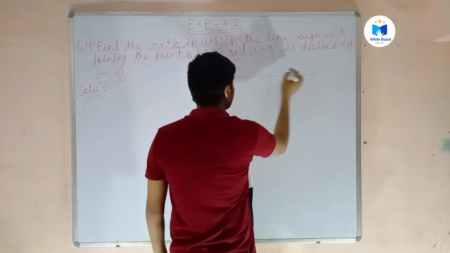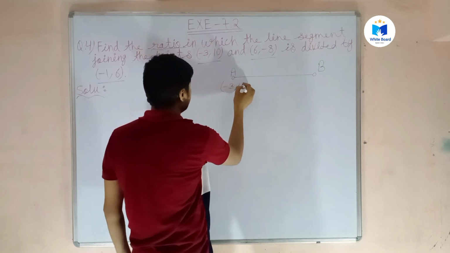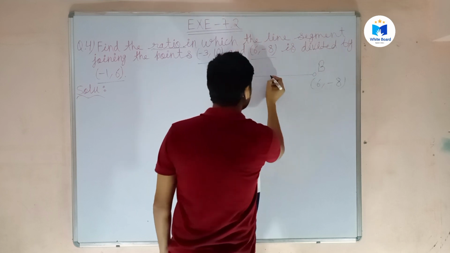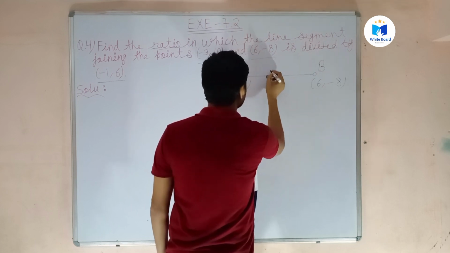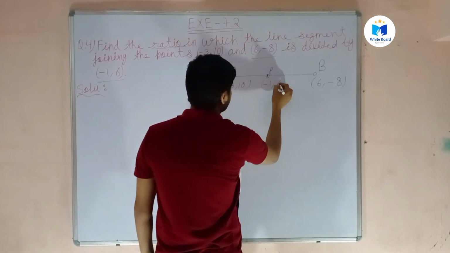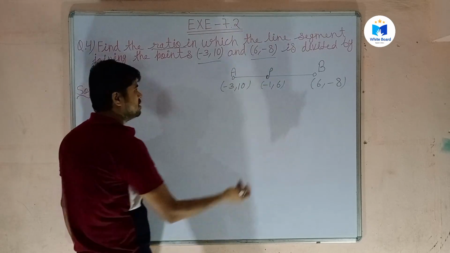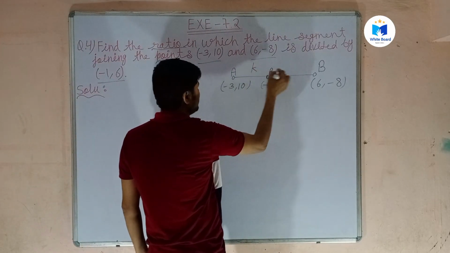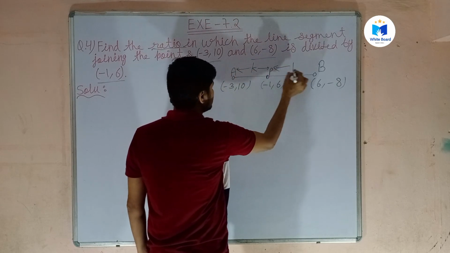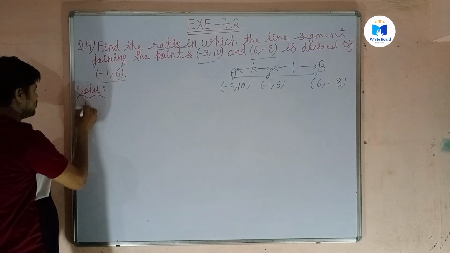This is point A, and we have another point B. Its coordinates are (-3, 10) and (6, -8). Suppose there is a point P here, whose coordinates are given as (-1, 6). We have to find the ratio in which P divides AB. So let P divide AB in the ratio K:1. This is K and this is 1 here.